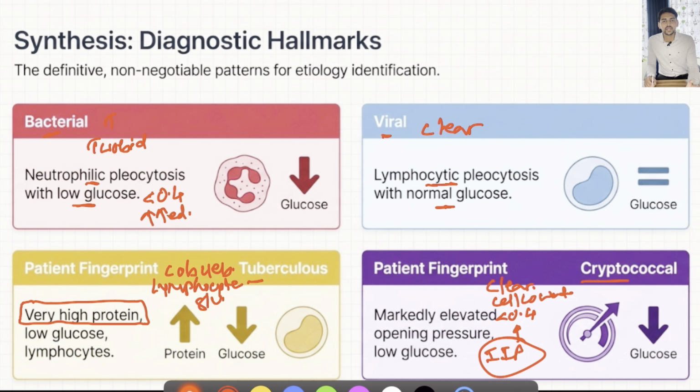And regarding opening pressure, which I have mentioned in the first slide, at the majority of places the spinal manometer will not be available. But if available, measure it and look for the elevation of opening pressure, which is significantly elevated in cryptococcal meningitis.